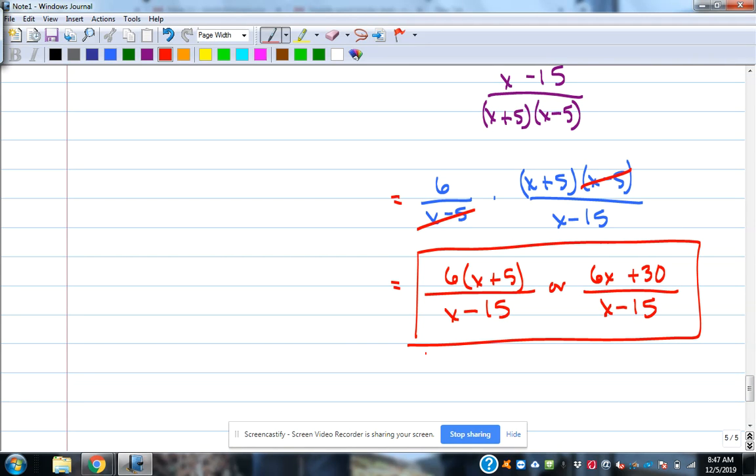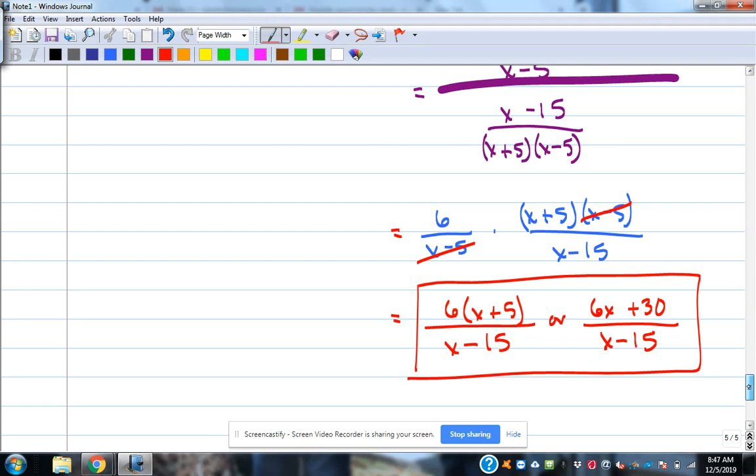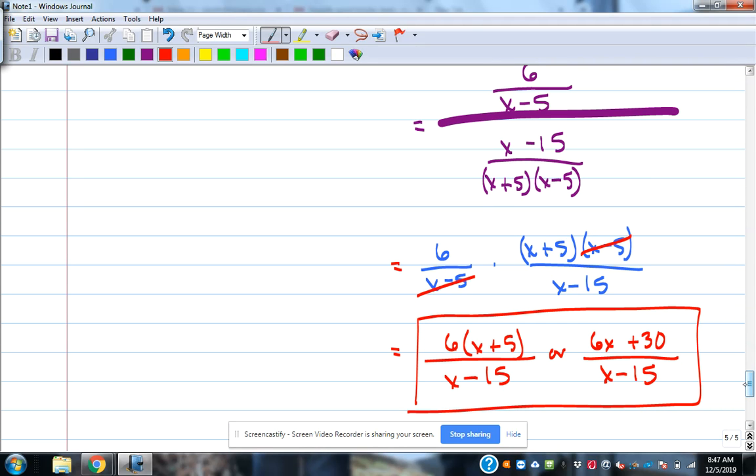All right. Questions about that part? All of those. Either or. Since nothing's simplified, I'd take it in the factor form or the distributed form. Doesn't matter.